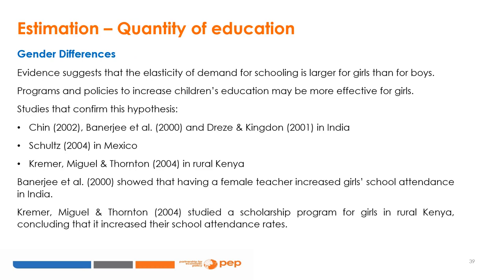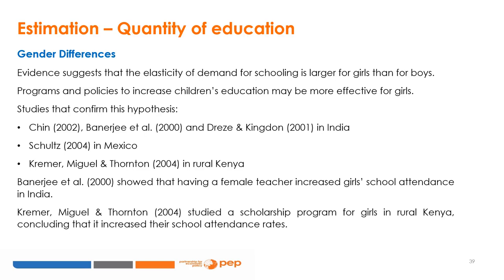Let us now look at gender differences in schools. Evidence suggests that the elasticity of demand for schooling is larger for girls than for boys. Therefore, programs and policies to increase children's education may be more effective for girls than for boys. Some studies that confirm this hypothesis are Chin, 2002, and Dreze and Kingdon, 2001, in India, and Schultz, 2004, and Morley and Coady, 2003, in Mexico.